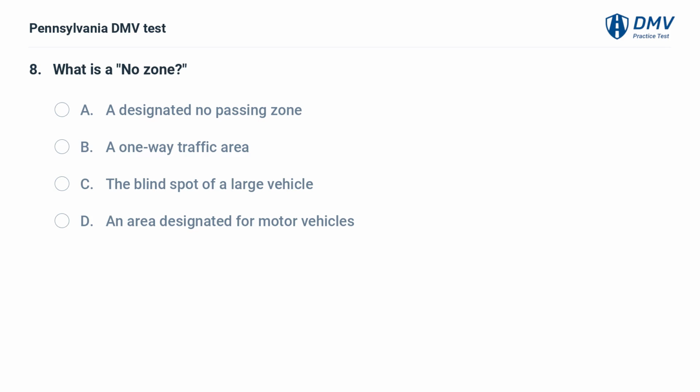What is a no zone? A. a designated no passing zone. B. a one-way traffic area. C. the blind spot of a large vehicle. D. an area designated for motor vehicles.